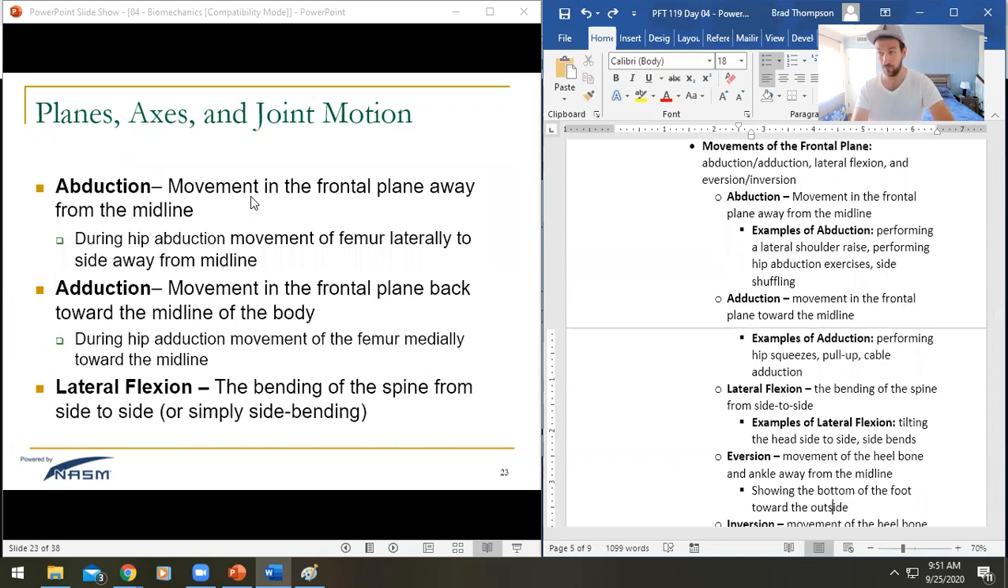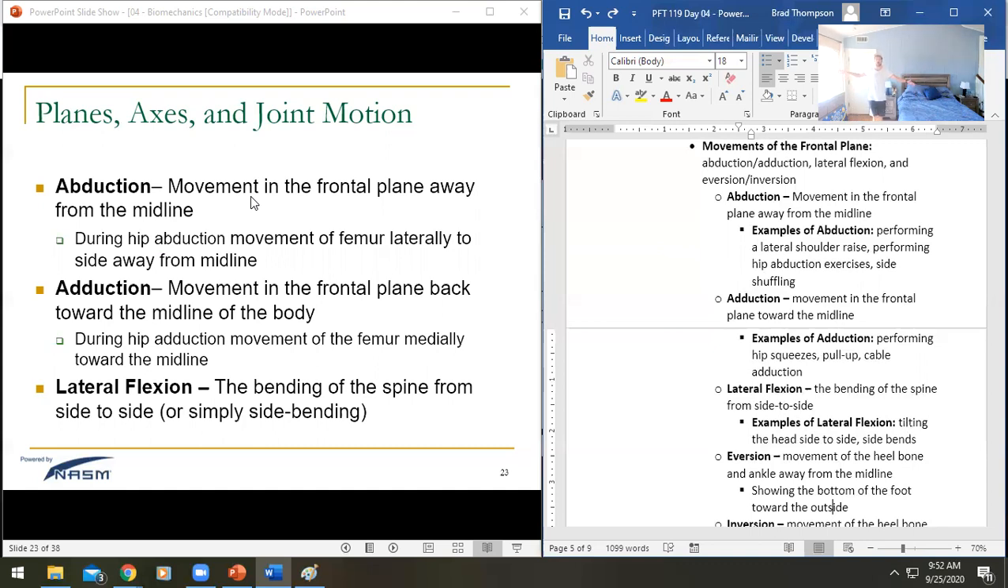So abduction. Flexion was a decrease in angle. Abduction doesn't have to do that. We don't have to worry about angles with abduction or adduction. We just talk about whether the limb you're moving is moving away from your midline or toward your midline. If it's moving away from your midline, that's abduction. It's being abducted away. So during hip abduction, your femur moves laterally away from the body. But adduction would be adding it back closer to my midline.